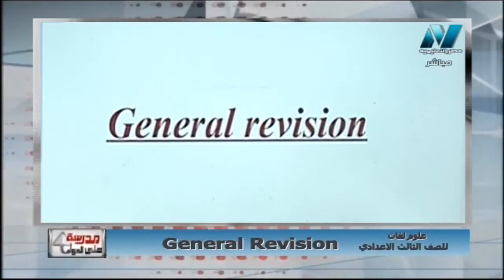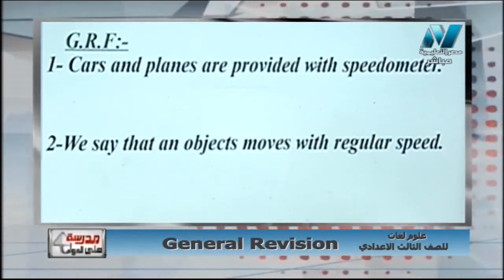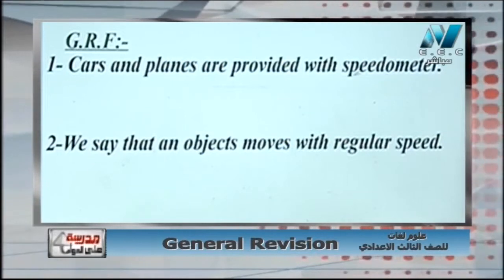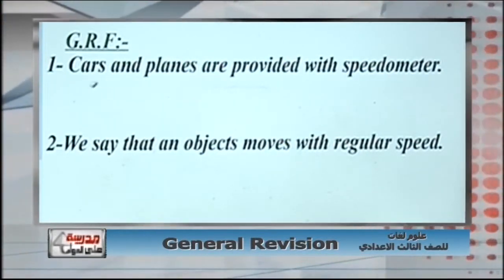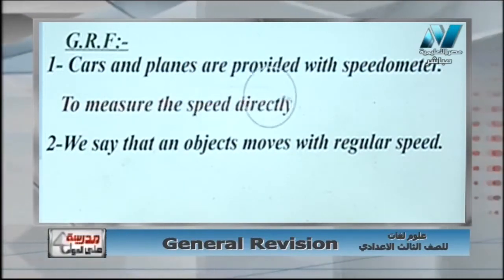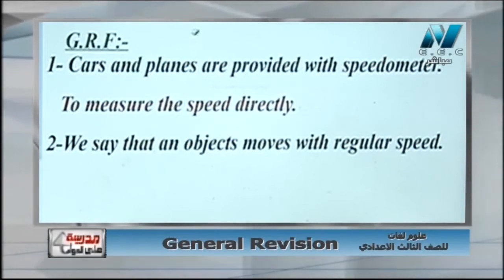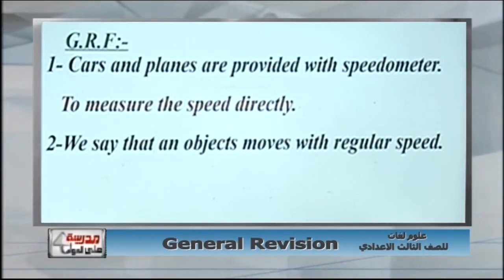General revision. Number one, cars and planes are provided with speedometers. I think to measure the speed directly, and we know the meaning of speedometer is عداد سرعة.